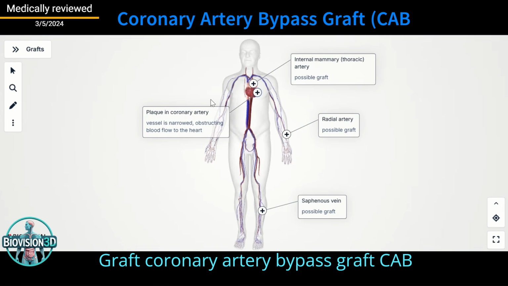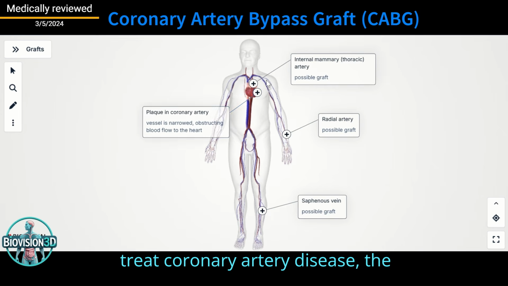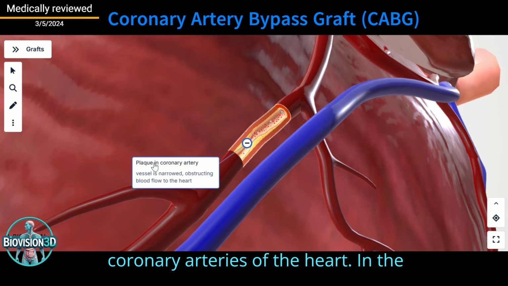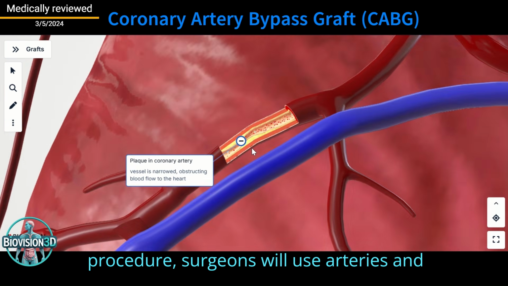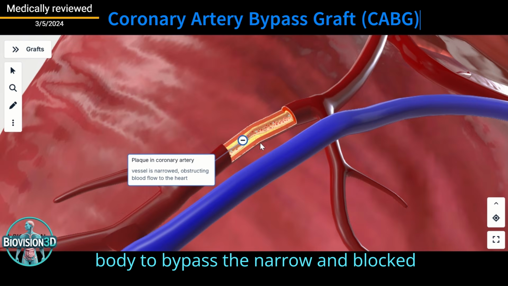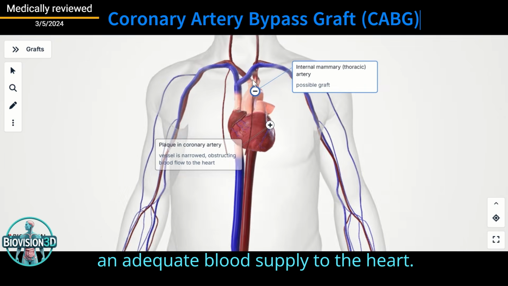Grafts. Coronary artery bypass graft, CABG, surgery is a surgical procedure used to treat coronary artery disease, the buildup of cholesterol plaques in the coronary arteries of the heart. In the procedure, surgeons will use arteries and veins harvested from other parts of the body to bypass the narrow and blocked parts of the coronary arteries, restoring an adequate blood supply to the heart.